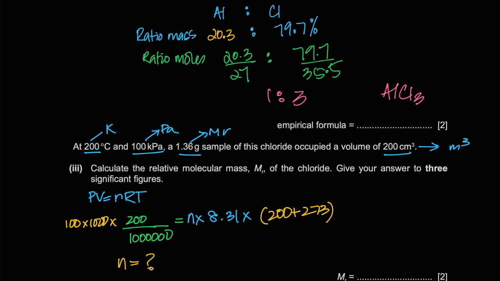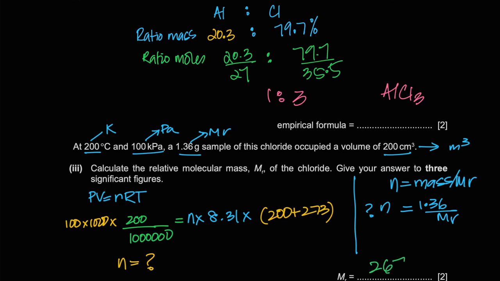Once you solve for n here, then you plug that into number of moles as mass over MR. And mass was given to you as 1.36, and you solve for MR using the number of moles. Plug them in here, solve for MR. And the MR would come out to somewhere close to 267.